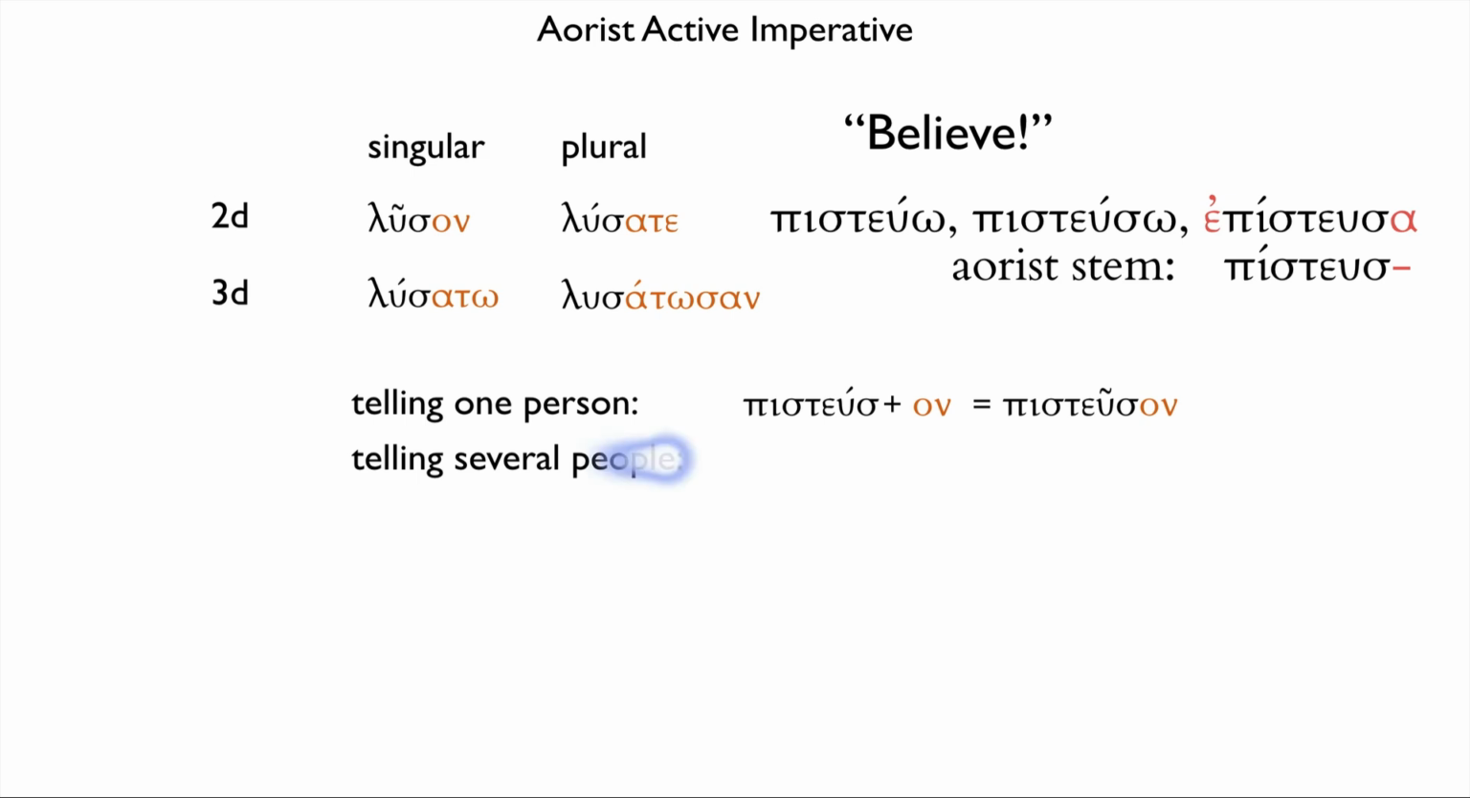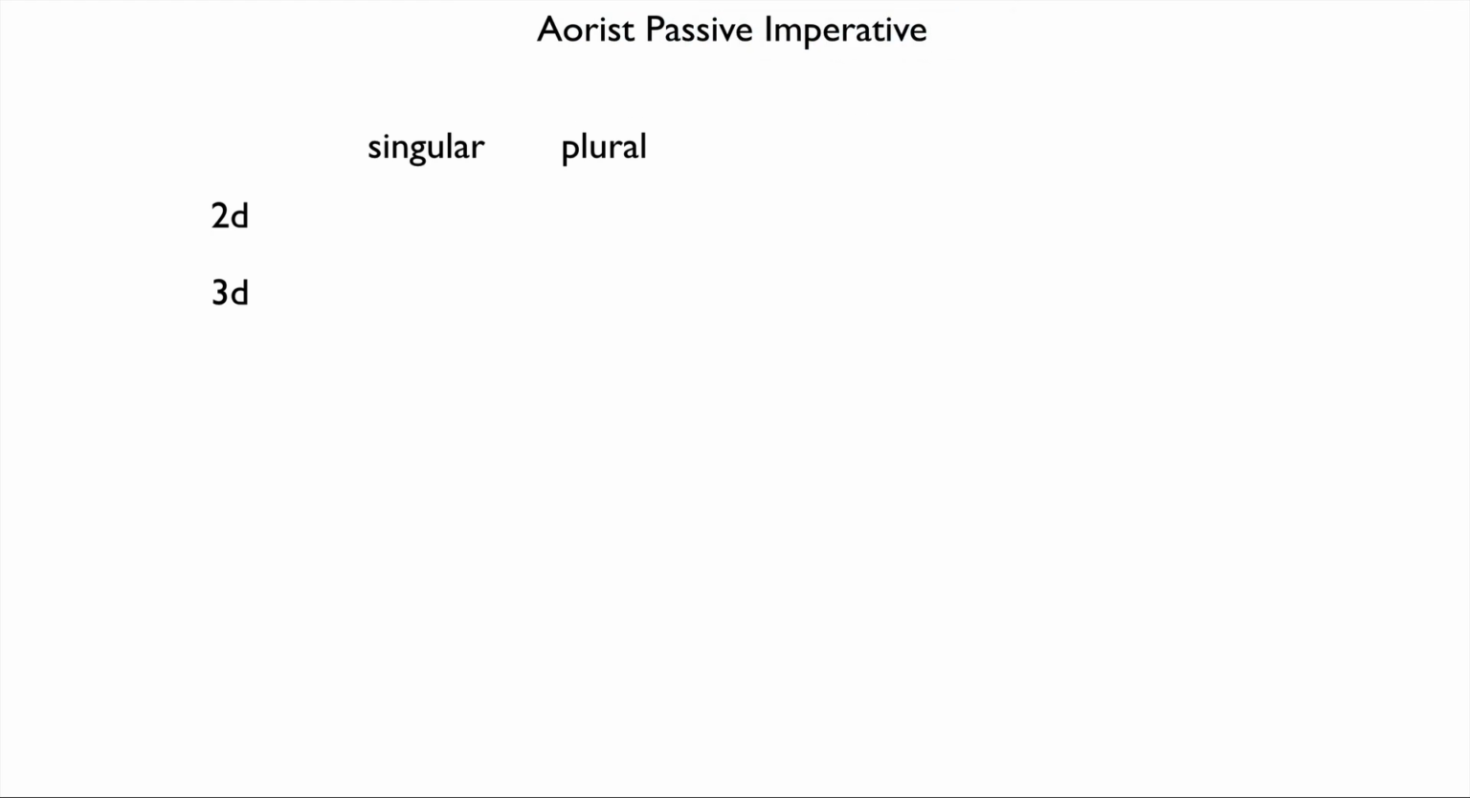If we wanted to tell several people, we take our aorist stem, our second person plural ending, and we get pistusate. Just as there is an aorist active imperative, there are also aorist passive imperatives. Let's look at the forms. Lutheti, lutheto, luthete, luthetosan. Once again, three of the four forms are somewhat recognizable once you recognize the present active pattern. The oddball is the second person singular.